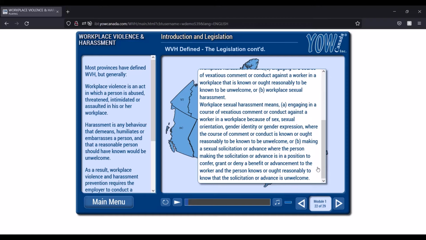Engaging in a course of vexatious comment or conduct against a worker in a workplace because of sex, sexual orientation, gender identity, or gender expression, where the course of comment or conduct is known or ought reasonably to be known to be unwelcome, or B. Making a sexual solicitation or advance where the person making the solicitation or advance is in a position to confer, grant, or deny a benefit or advancement to the worker and the person knows or ought reasonably to know that the solicitation or advance is unwelcome.